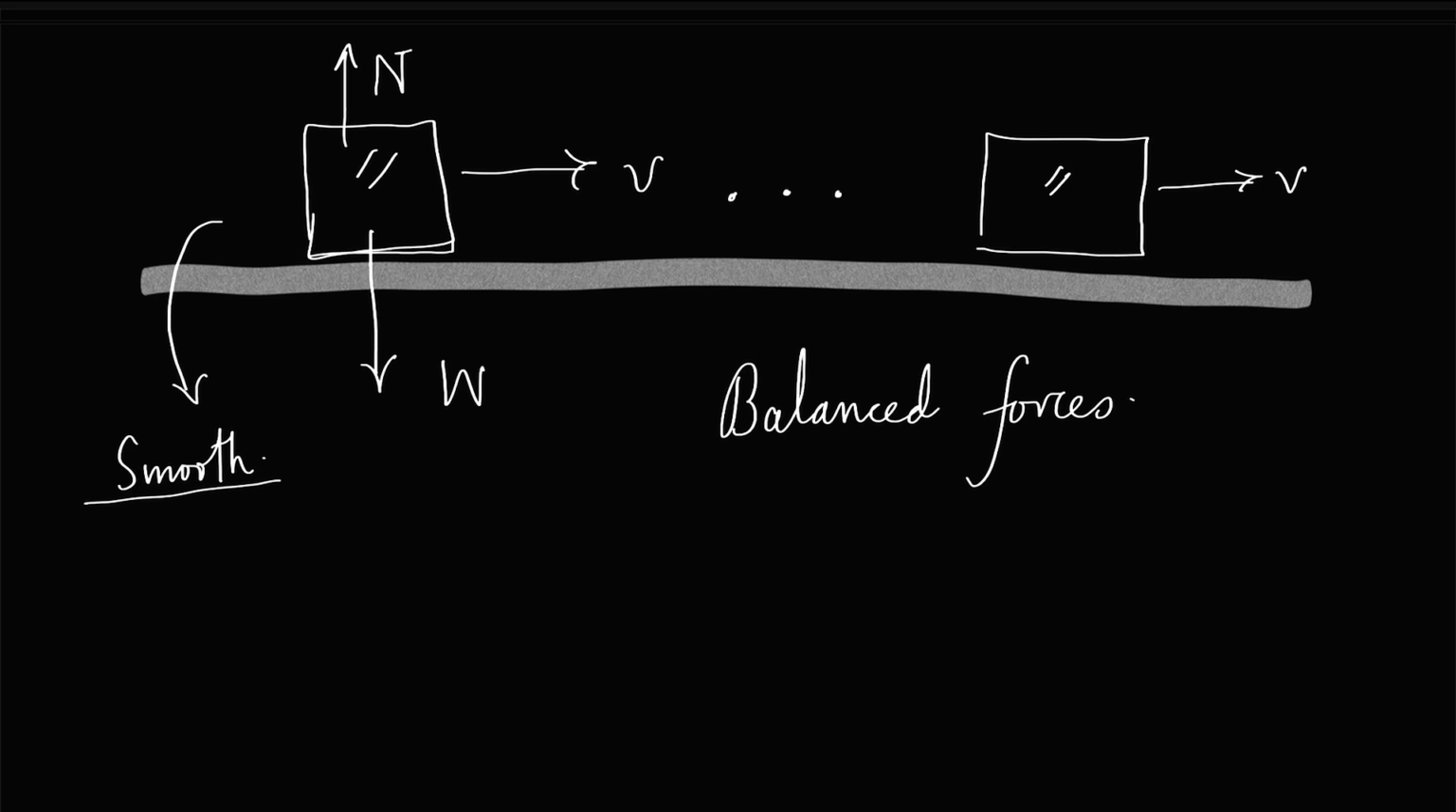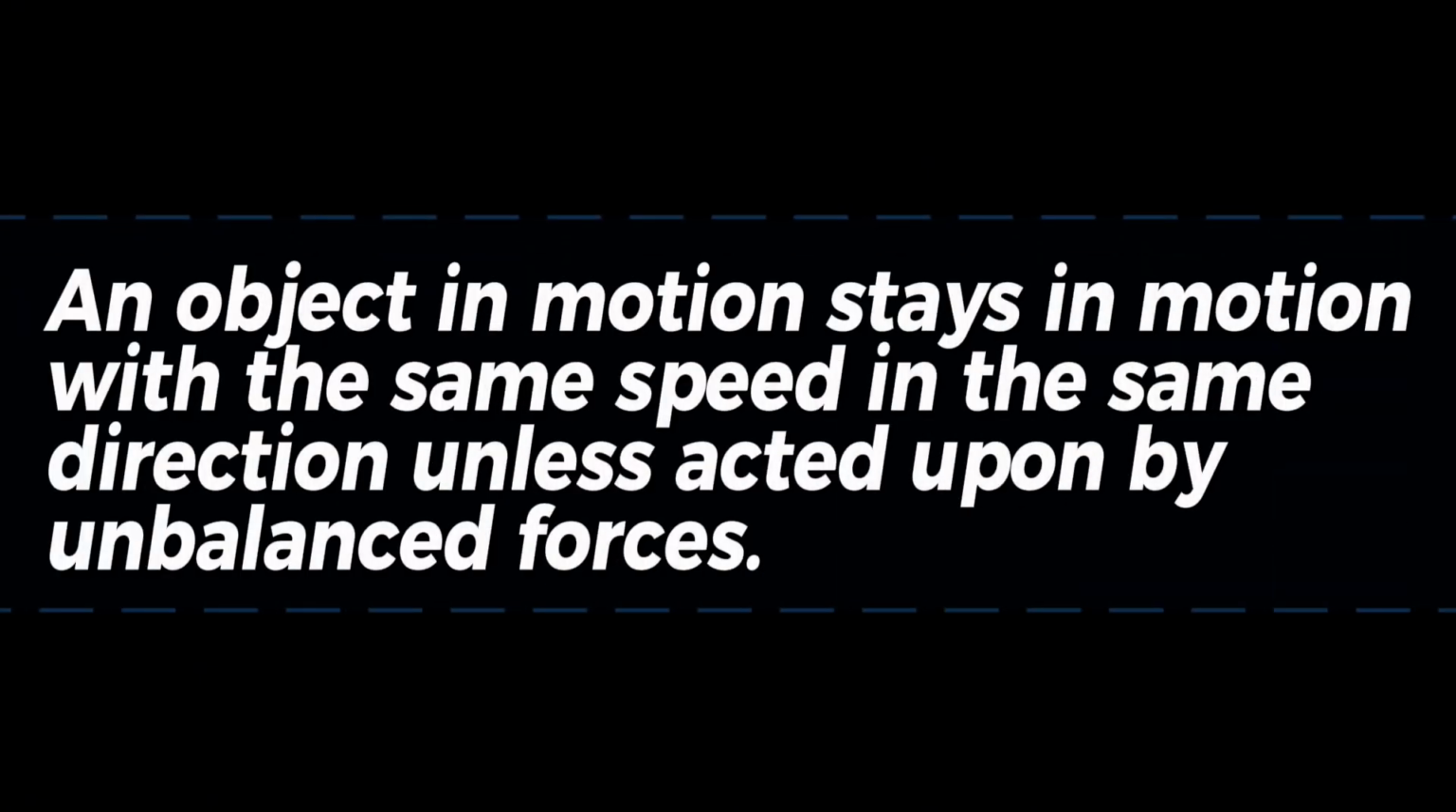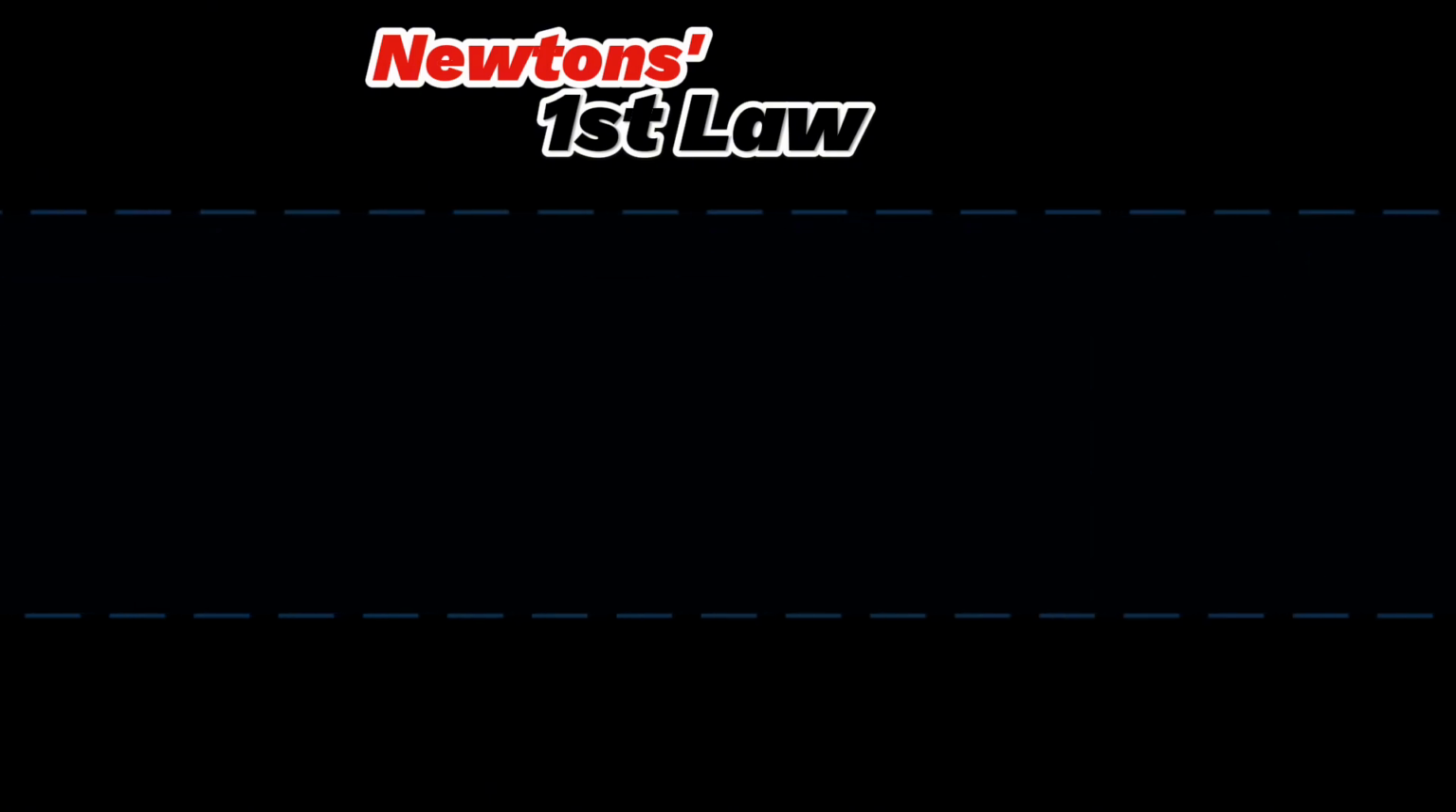Therefore, we see that an object will move with the same speed and in the same direction if balanced forces are applied on it. So we can write that as, this is our second part of Newton's first law. We can collect both of those two parts into one law and write that.